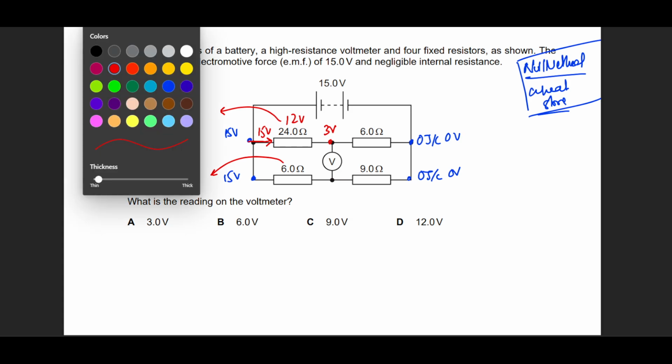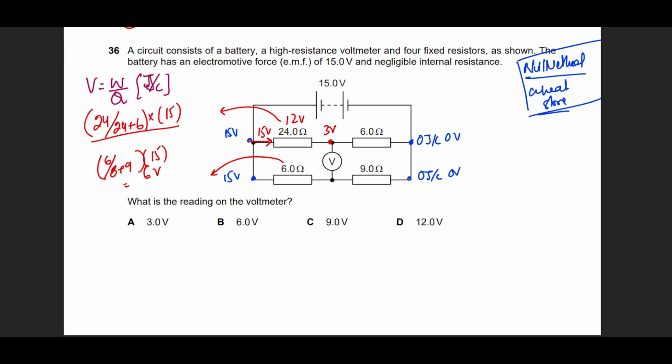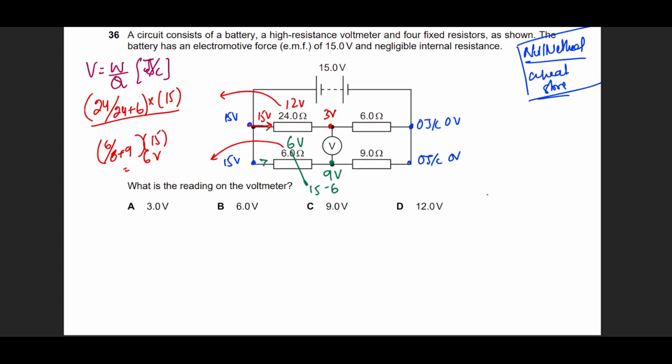What does that mean? It means that when this electron entered, it had 15 joules. 6 volts have been consumed by this resistor, and the remaining voltage is 15 minus 6 at this spot. So it has 9 volts. So what does the voltmeter do? It checks the voltage received on both ends and tells you the difference. So one end receives 9 volts, one end receives 3 volts. From this, the potential difference is 9 minus 3, which is 6. Option B is the answer.